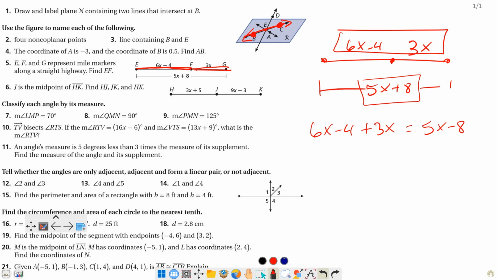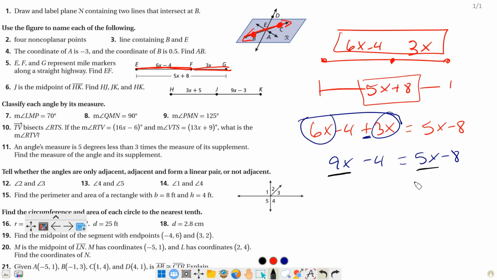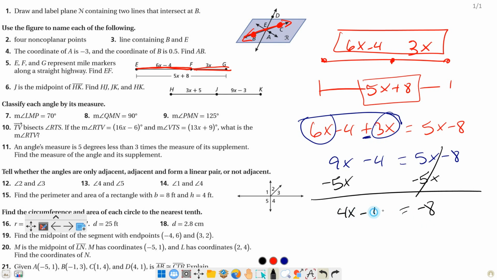So we combine like terms first. So I'm going to do my 6x and my 3x. So added together gives me 9x minus 4 is equal to 5x minus 8. I need to now get my x's on the same side. So I have an x here and an x here. I need to get those on the same side, so I get rid of my smallest x first. So minus 3x and minus 5x and minus 5x. 5x minus 5x is 0. 0 minus 8 is negative 8. 9x minus 5x is 4x minus 4.